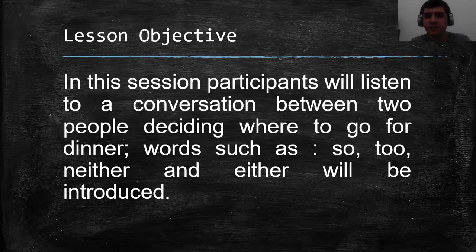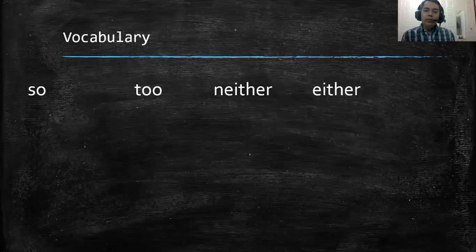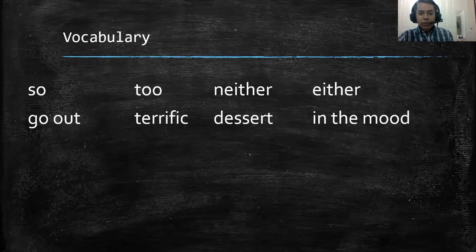In this session, participants will listen to a conversation between people deciding where to go for dinner. Words such as so, to, neither, and either will be introduced. So in other words, we're going to see this vocabulary, and the vocabulary for today is: so, to, neither, and either. Go out. This vocabulary is in the conversation, right?